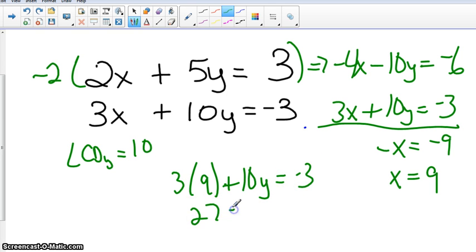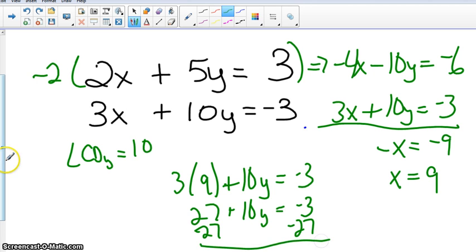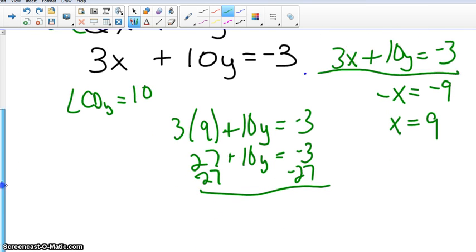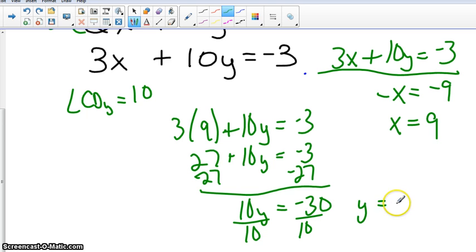And I get 27 plus 10y equals negative 3. Subtract 27 from both sides. And I'm going to get 10y equals negative 30. Divide by 10. So y is going to equal negative 3. And so my answer is going to be 9, negative 3.